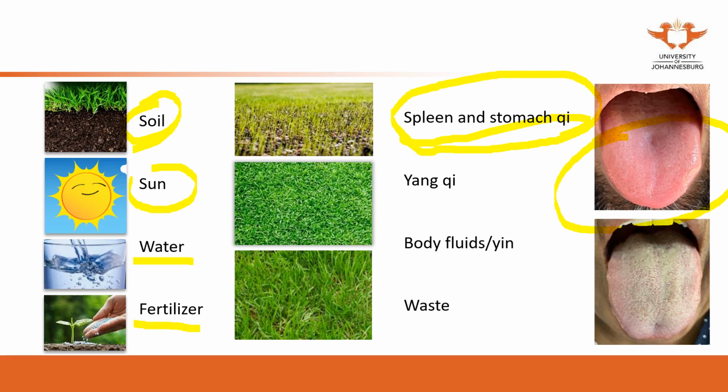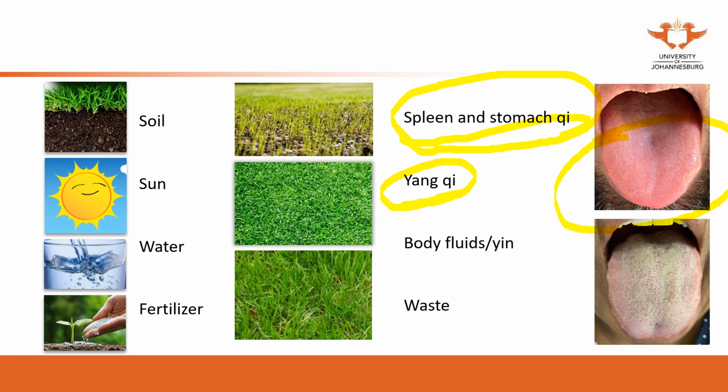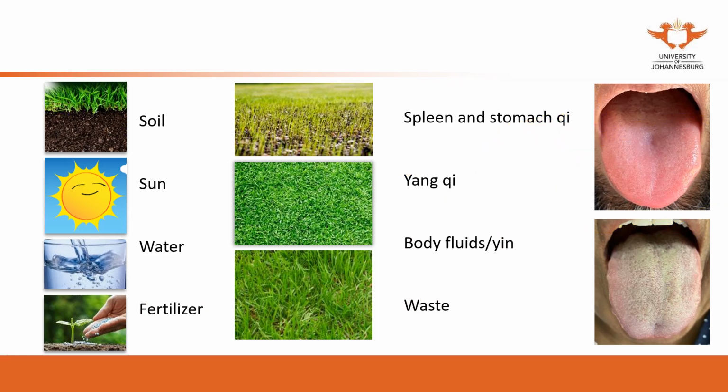The sun is yang qi, where the heat comes from. The water is the body fluid. Fertilizer, that's the waste. The waste in terms of the dampness or phlegm or other waste, or the abnormal water distribution. It is a body fluid, but when it becomes abnormal, we also call them waste. Such as if the water metabolism goes wrong, if the water moves to the wrong area, we will cause dampness in the body, and this dampness is the waste.